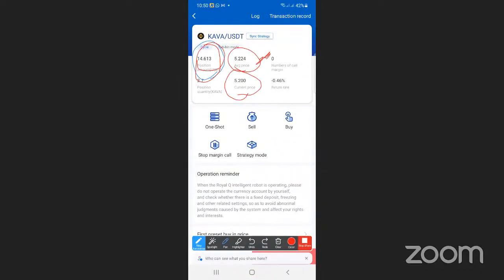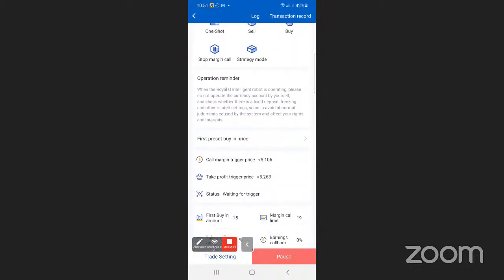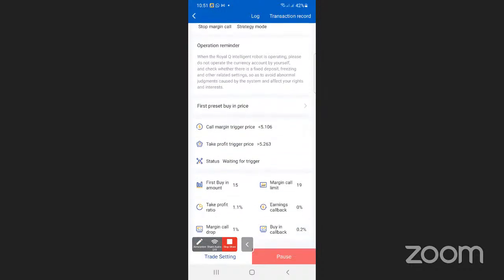Look at this, ladies and gentlemen. Clear? The position amount, the amount of money in this coin is $14, but its average price is $5. And the current price of this coin is 5, meaning very, very soon, this coin will be sold off if the average price gets near to the current price. And if you look down here at the trigger price, the take profit trigger price is 5.263.